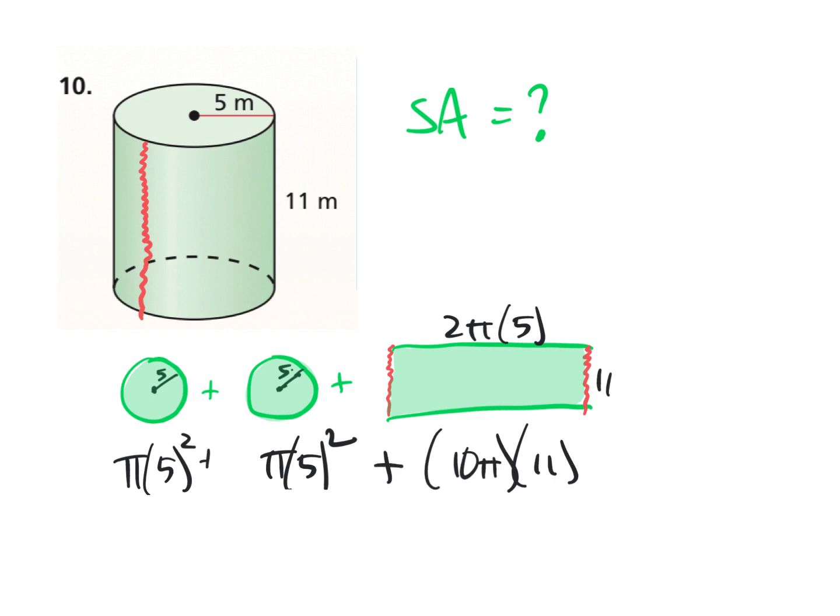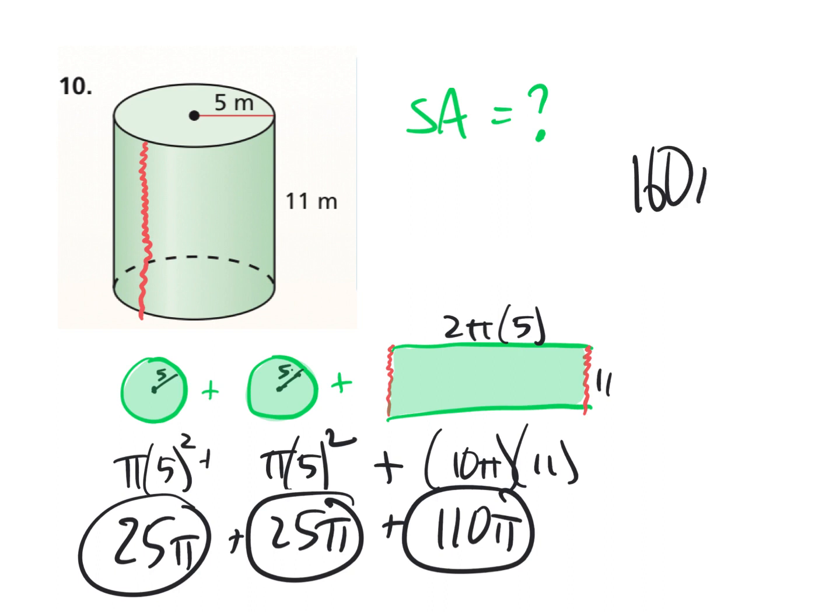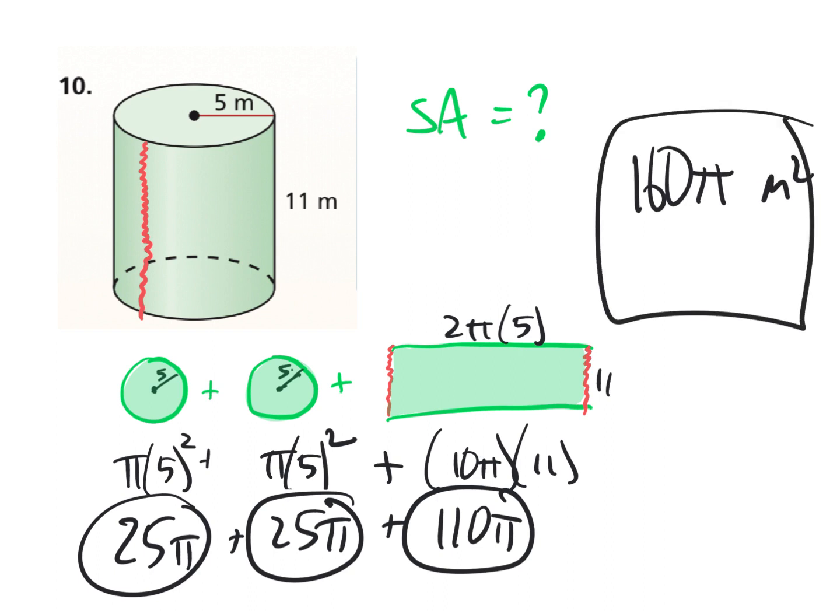And this will be our surface area. We've got 25 pi and another 25 pi, and here we have 110 pi. Add them all up, 25 pi and 25 pi is 50 pi. 50 of them plus 110 of them is 160 pi, and that's square meters, and you can put that in your calculator if you like. 160 times pi is 582.65 square meters.